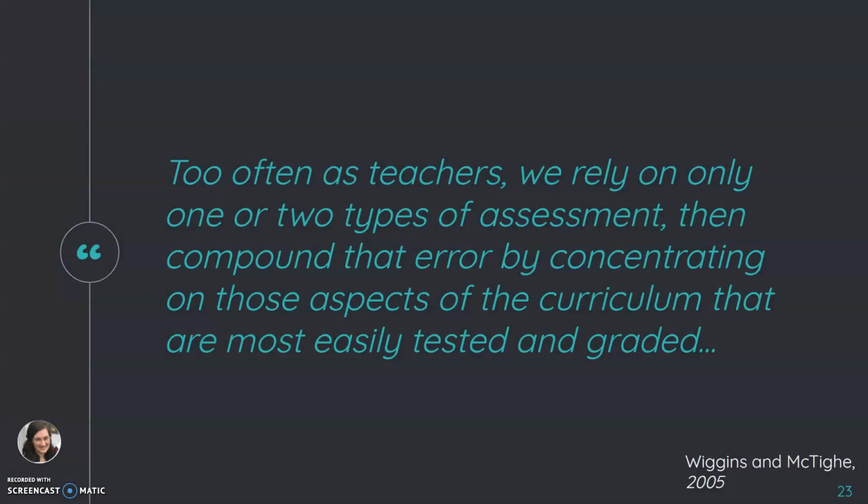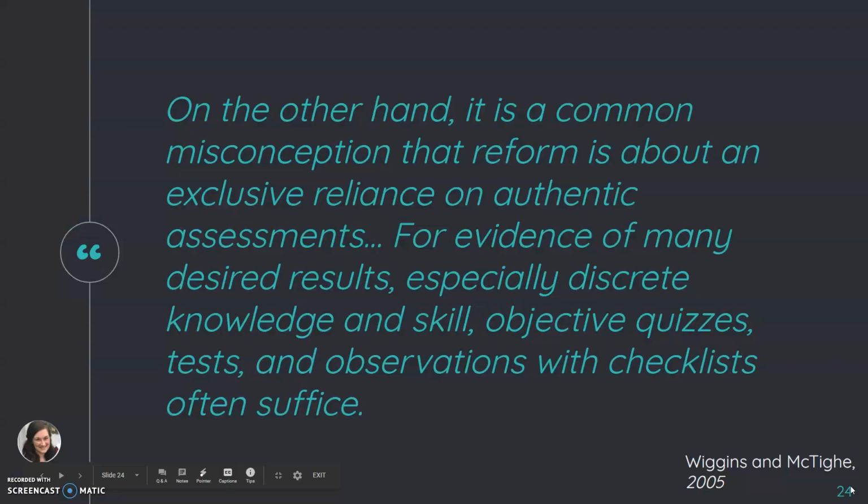I'll let the developers of UbD speak for themselves here. They say, "Too often as teachers, we rely on only one or two types of assessment, and then compound that error by concentrating on those aspects of the curriculum that are most easily tested and graded. On the other hand, it is a common misconception that reform is about an exclusive reliance on authentic assessments. For evidence of many desired results, especially discrete knowledge and skill, objective quizzes, tests, and observations with checklists often suffice."